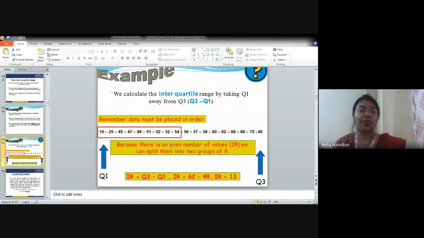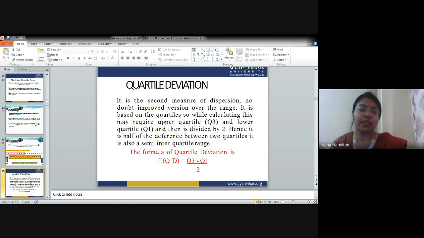And now what we are going to do is Q3 minus Q1. So if you see Q3, what is the middle figure? The median is 62. Here the median is 49. So we'll subtract 49 from 62. So the interquartile range comes out to be 13. So 13 is the answer. So very simple to calculate interquartile range.